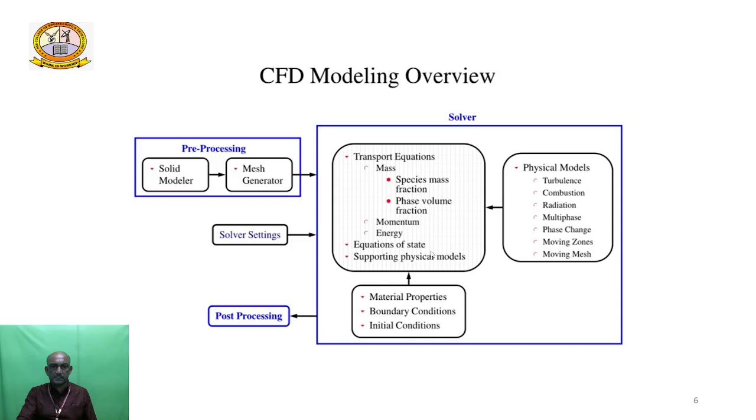Next the equation of state. Then supporting physical models. Supporting physical models means the physical material properties, the boundary conditions and the initial conditions. Material property means whether the material is isotropic or orthotropic in nature, and what the Poisson ratio and Young's modulus of this material are. Then what is the boundary condition? The boundary condition means the condition at the boundary.